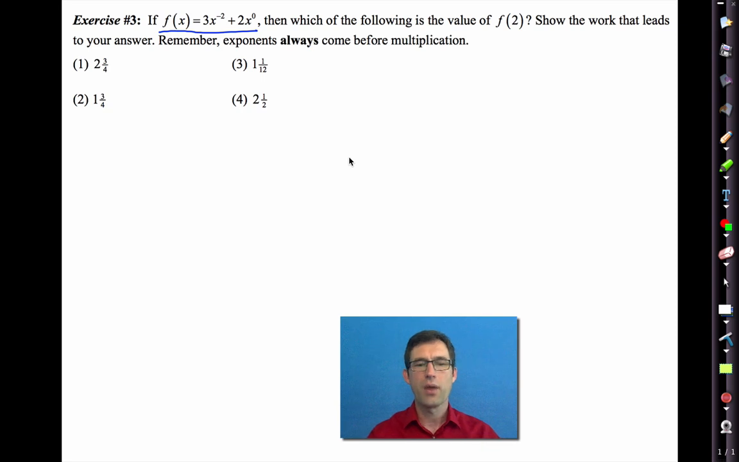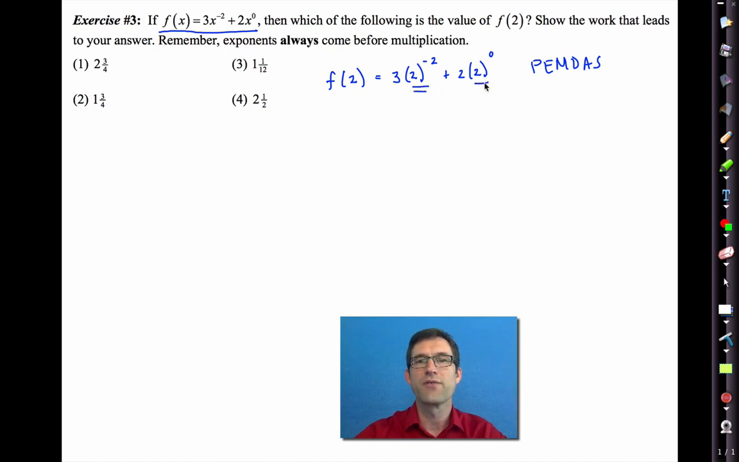All right, let's go through it. So function notation comes up in so many lessons, doesn't it? F of 2. Well, wherever there's an x, I'm going to put in a 2. All right, order of operations, PEMDAS, right? We need to do these exponents first. All right, well, 2 to the minus 2 is going to be the same as 1 divided by 2 to the positive 2. All right, 2 to the 0, on the other hand, is just going to be equal to 1.